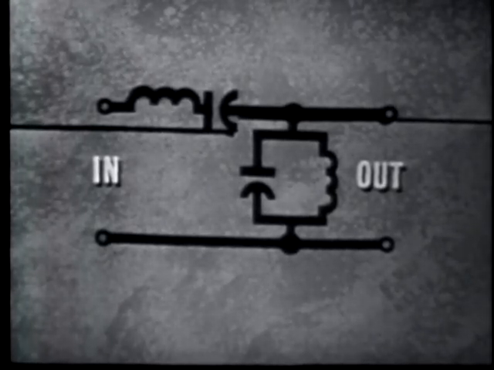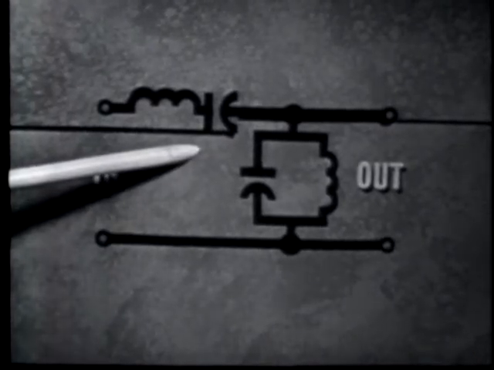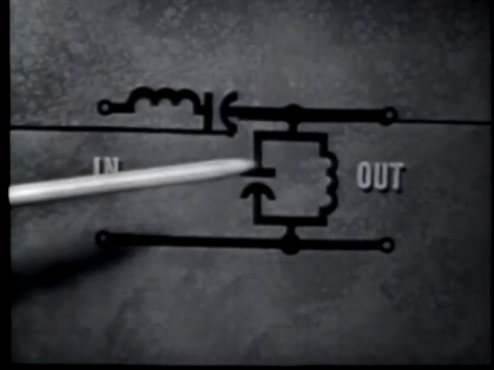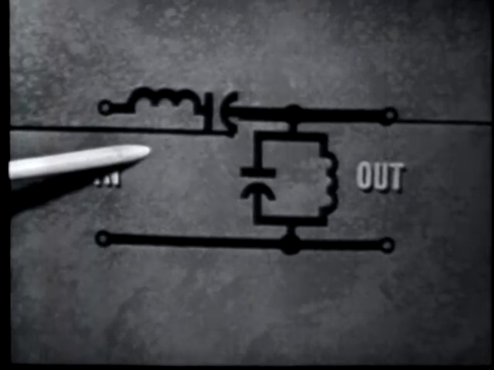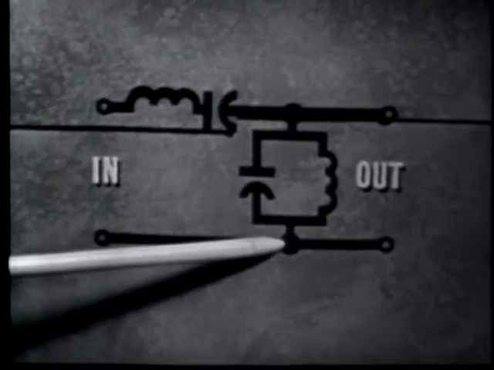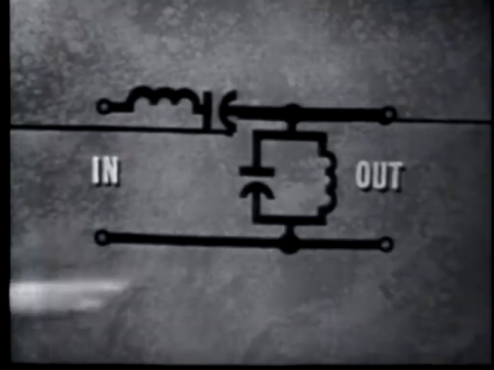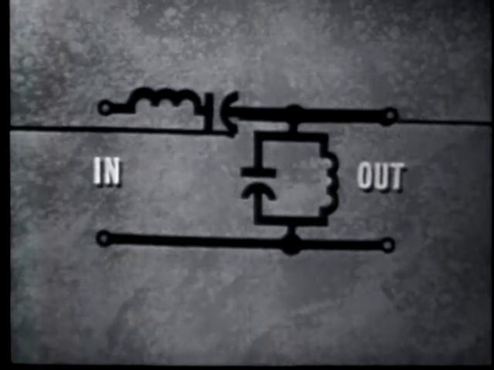To frequencies above and below resonance, the series tank offers maximum impedance, thus will block or reject those frequencies. The parallel tank impedance is minimum to frequencies off resonance, and no output voltage will be developed. The circuit is rejecting frequencies off resonance.